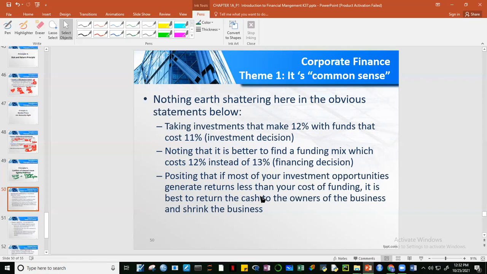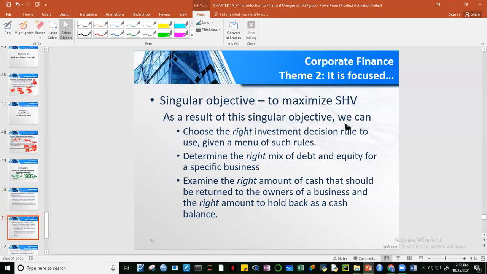Also, it's common sense to say that if the company is able to generate returns less than the cost of financing, then it is better to return the cash to the owners of the business and shrink the business instead of just parking the money with the company. It's a lot better to return the money as dividends because that also sends a strong signal.